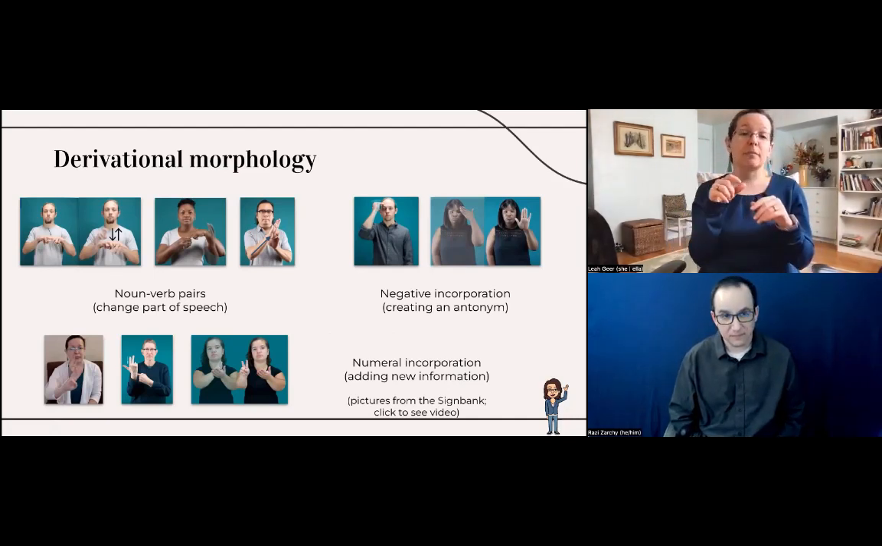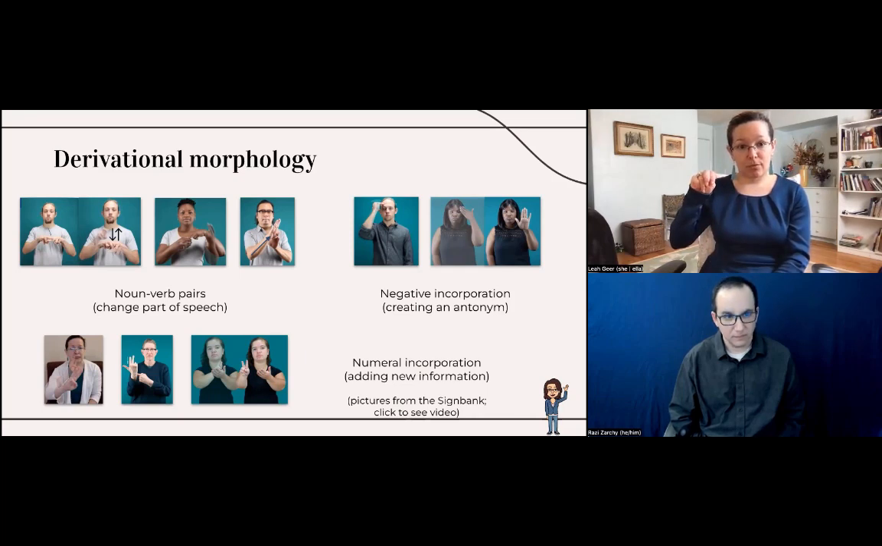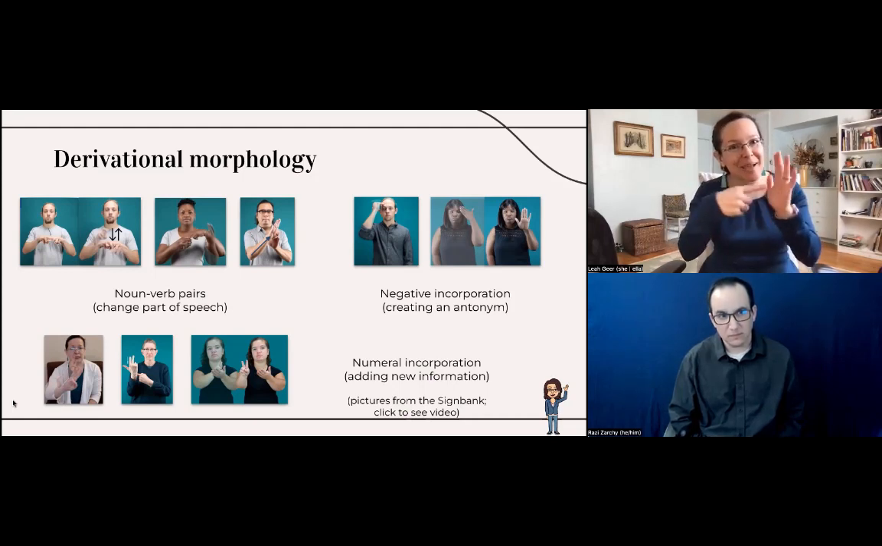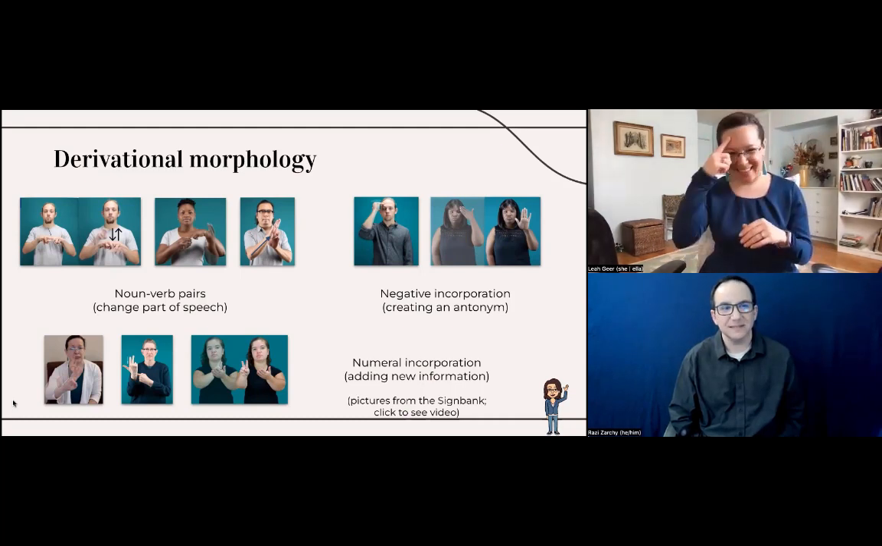Now, on to derivational morphology. I mentioned previously these noun-verb pairs, and we have a few on the slide. For example, to sit down versus chair. What I'm expecting you to know, or maybe this is new, and it will help you start to see it everywhere, is that verbs tend to take a bit longer to produce than their noun pair.